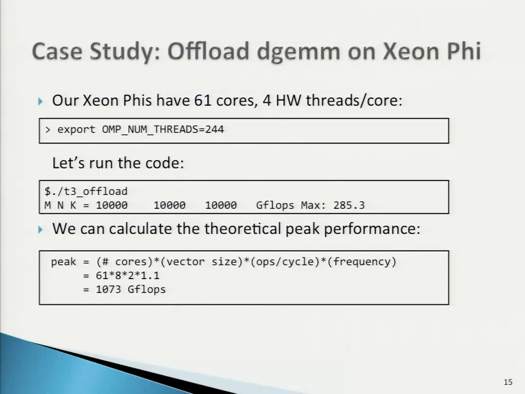So then we say, well, what's the peak theoretical performance? And we do this little bit of maths. How many cores have we got? How long are the vectors? How many operations can we do per cycle? And the frequency of the chips. So we've got 1.1 gigahertz chips. We can do 2 operations a cycle. The vectors are 8 doubles long, and we've got 61 cores. And we end up with this. If we utilize the machine perfectly efficiently, this is what we should be getting. So we're at about 1/4.